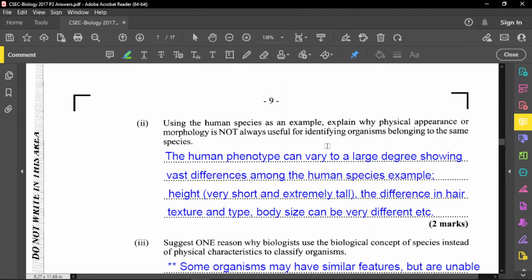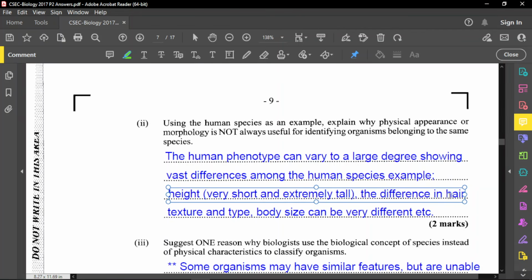And so the physical thing is very difficult to use to determine that, hey, we belong to the same species. Look at the human race, for example. All right. And so human phenotype can vary to a large degree, showing vast differences among the human species. An example of that could be height. Some of us are extremely tall, while some of us are extremely short, right? We can have differences in hair texture as well. Some of us could be straight, could be curly, could be kinky. So there are so many differences.